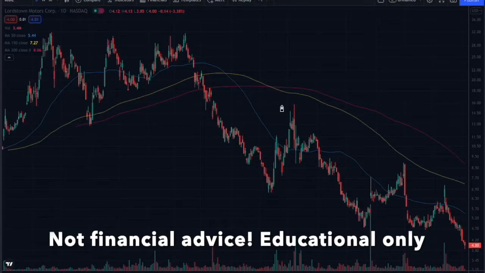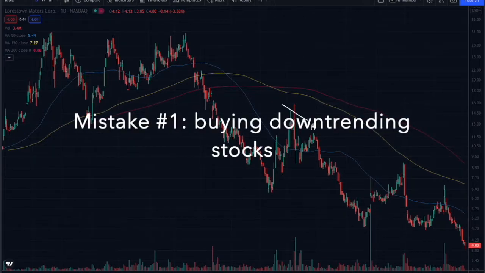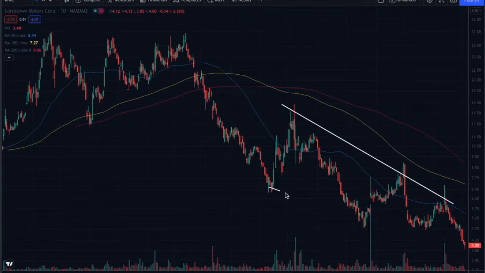Okay, it's time for mistake number one. You've heard it a million times, buy low and sell high, but you must avoid the mistake of buying a stock that is in a downtrend. The reason stocks are in a downtrend is because smart, wealthy people that care about their money are not buying the stock. Thus, there is weak demand and too much supply of the shares, so price goes down until demand and supply of the shares are in equilibrium.